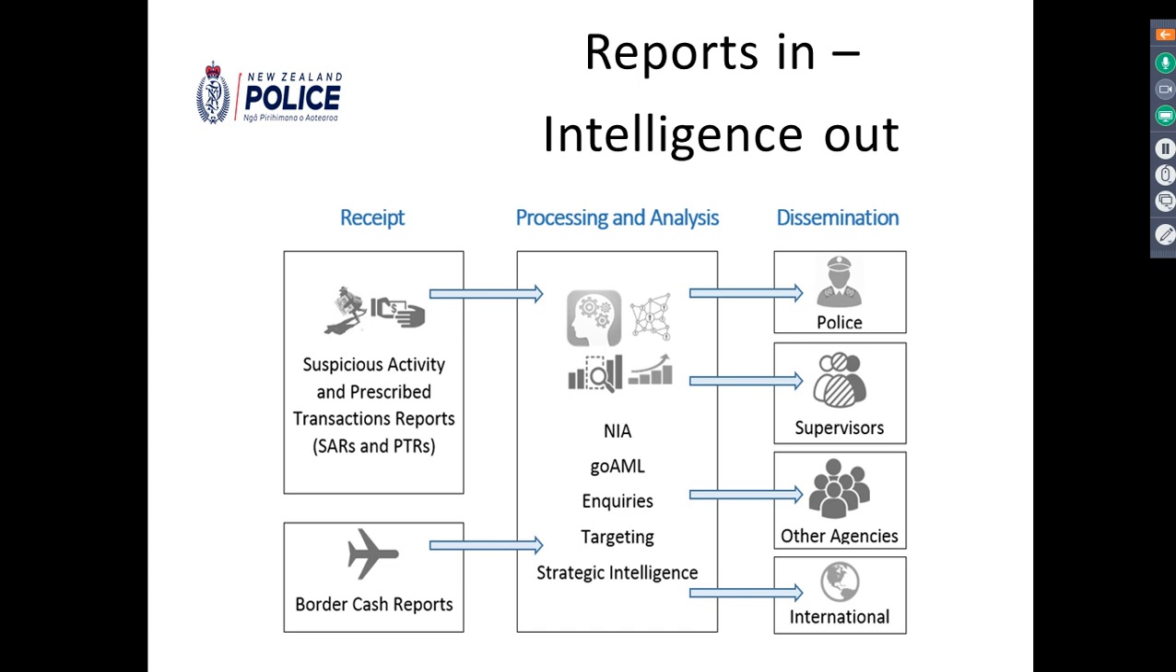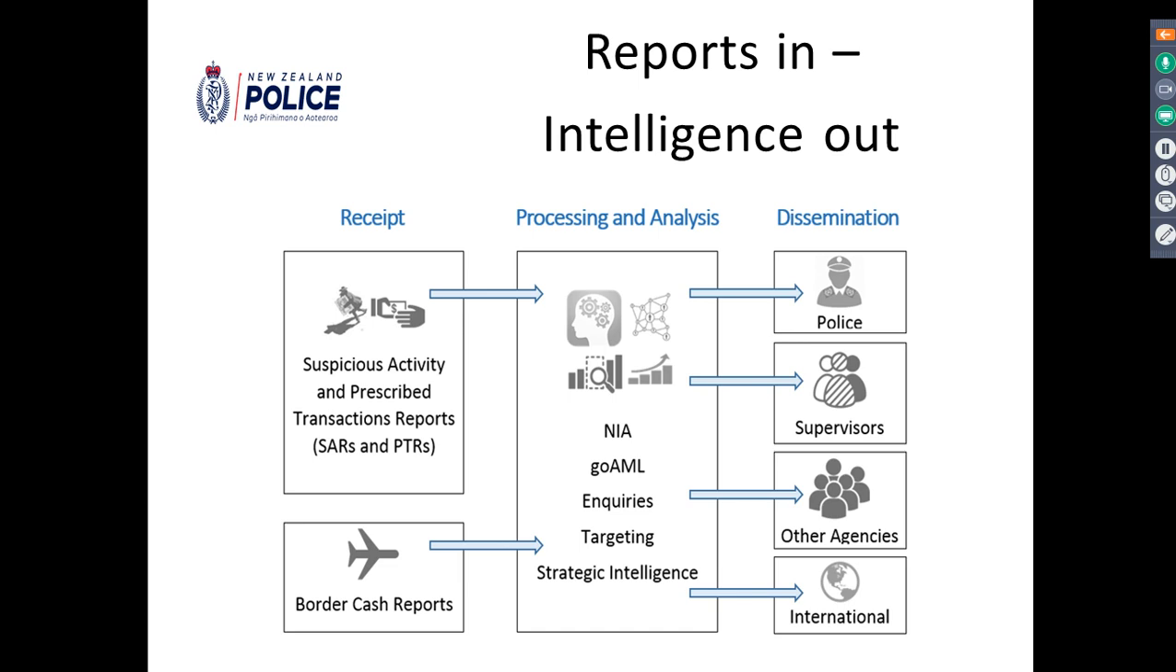So obviously the 2 differences with these reports lie in the reason for suspicion. Your suspicious activity reports require you to make a decision on whether or not that activity or the transaction has an element of suspicion. The prescribed transaction reports are a legislative requirement that don't require any suspicion. The fact that it's happened means it needs to be reported.